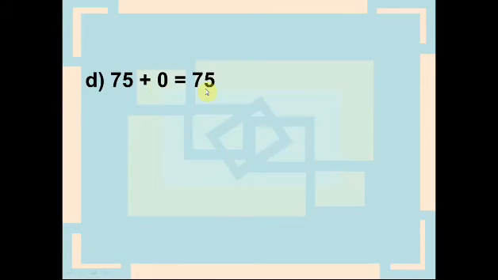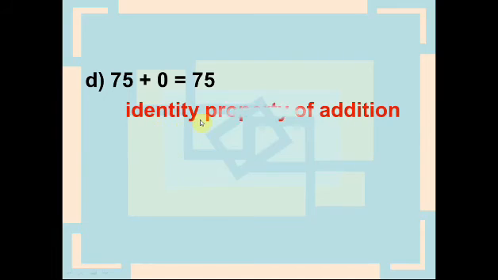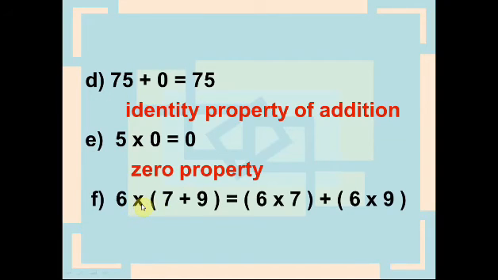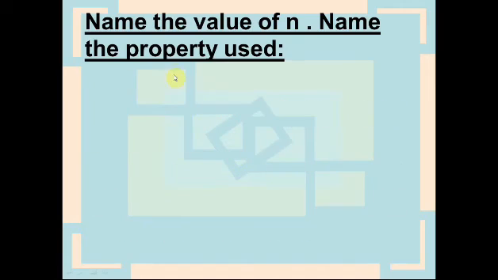75 plus 0 equals 75. Identity property of addition. If we add a number plus 0, the result will be the same number. 5 multiplied by 0 equals 0. It will be zero property. 6 multiplied by (7 plus 9) equals 6 multiplied by 7 plus 6 multiplied by 9, distributive property.